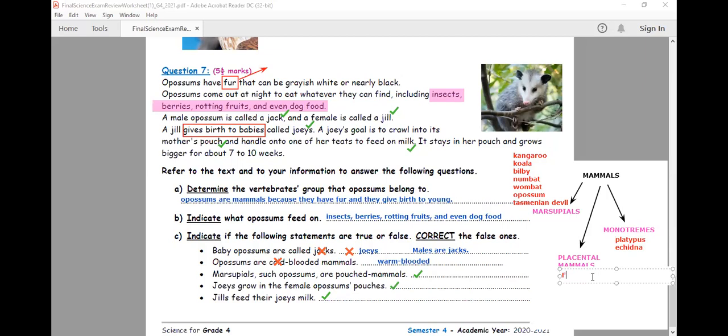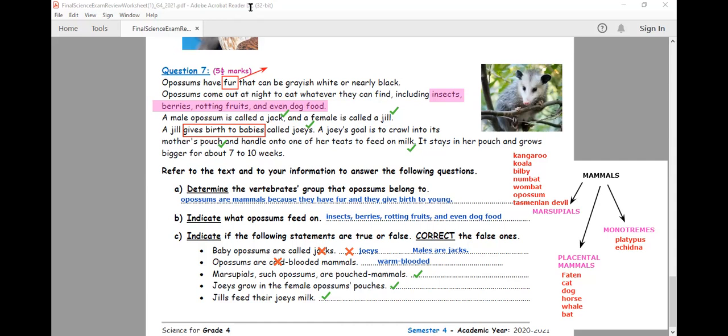Placental mammals, like what? Like me, I am a placental mammal. Cats, dogs, horse, all the normal things. Bat. They are all placental and normal mammals.